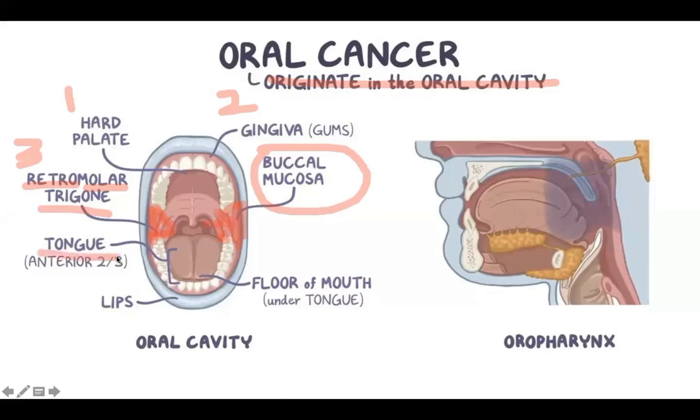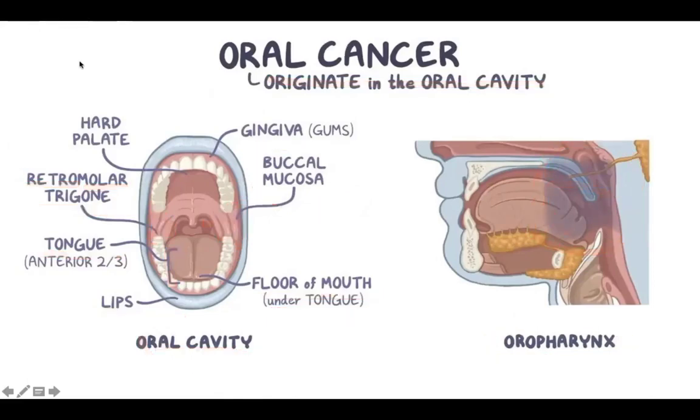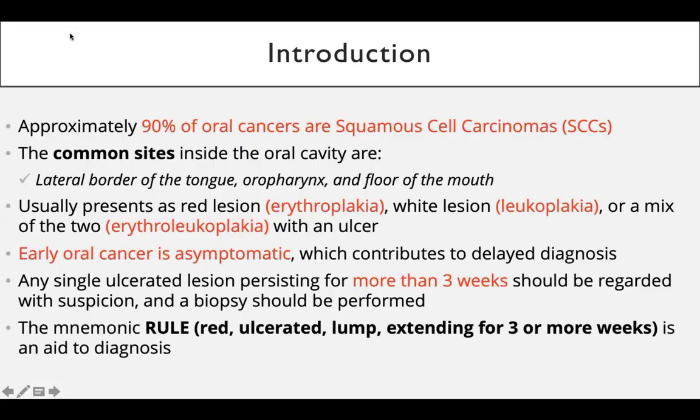And then there is the tongue, especially the anterior two-thirds of the tongue. And then the floor of the mouth, meaning under the tongue, and the lips. These are some of the places, and also the oropharynx, which are common sites for oral and pharyngeal cancers, or oropharyngeal cancers. Okay, do not forget these sites.